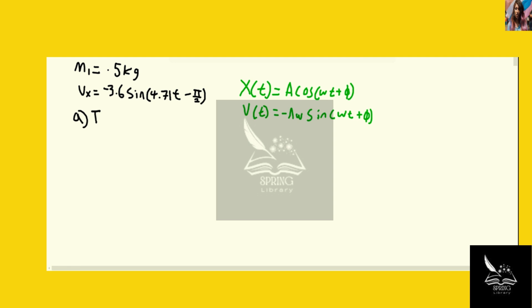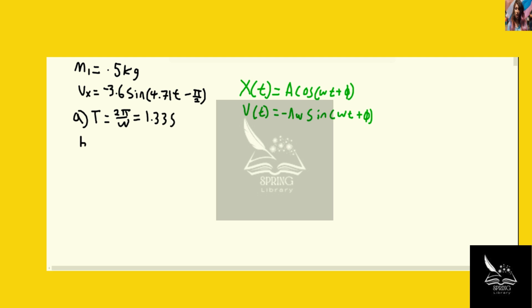So from this we can see that omega is just going to be 4.71. We just look at this omega right here. It's exactly the same as this. So T is going to equal 2 pi divided by omega, which is going to be approximately 1.33 seconds. Always important to have that unit.